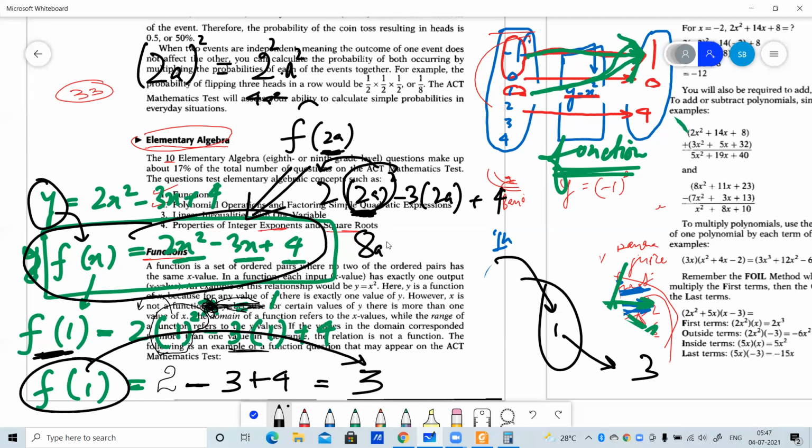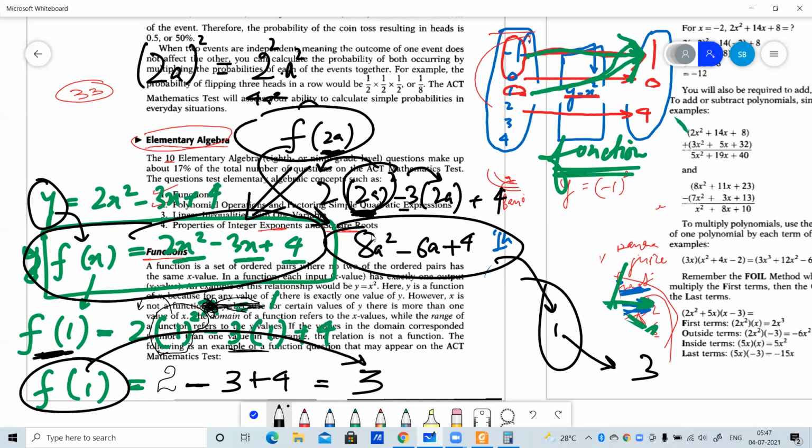8a squared. Correct. How much will be negative 3 times 2a? Negative 6a, only, not squared. And plus 4. Correct. So this is the value when you are putting in the value of x as 2a. So f of 2a is equal to 8a squared minus 6a plus 4.